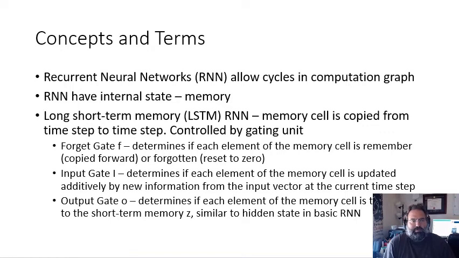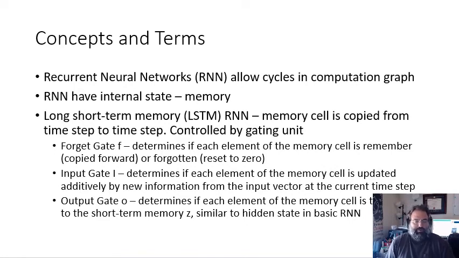The key difference here is that a recurrent neural network, an RNN, allows for cycles in the computational graph. That means that it can essentially loop, in some fashion. They have an internal state, which is a form of memory. There's a variation of recurrent neural networks called a long short-term memory, LSTM, RNN. Basically the idea is that you have memory cells that are copied from one time step to another time step, and it's usually controlled by some sort of a gating unit.